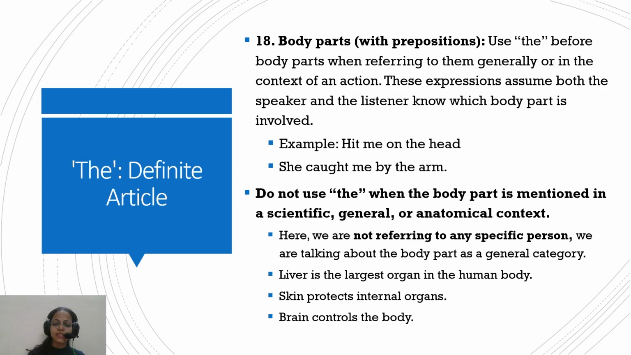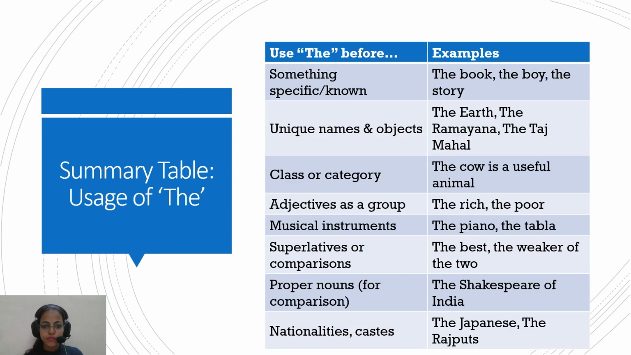Similarly, skin protects internal organs. With skin, what skin? It's again a general and anatomical context used in a scientific sense, so it should not be followed by "the". Brain controls the body. Here again, brain should not be followed by "the" because it is used in a general sense. So do you understand? When we're talking in the context of an action, hit me on the head, she caught me by the arm, only then will we use "the" before the body parts.